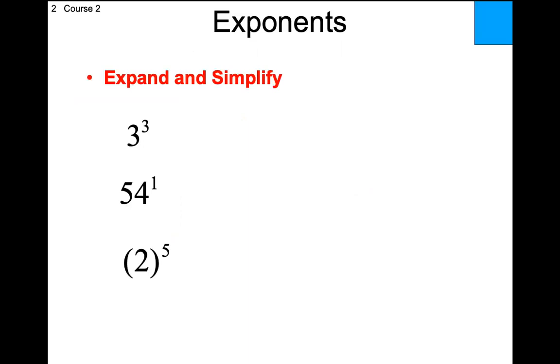All right. So box number 2, it says expand and simplify. So this is 3 written how many times? 3 times. It is not 3 times 3. 3 times 3 is 9. We will see when we expand it, the actual answer is 27.